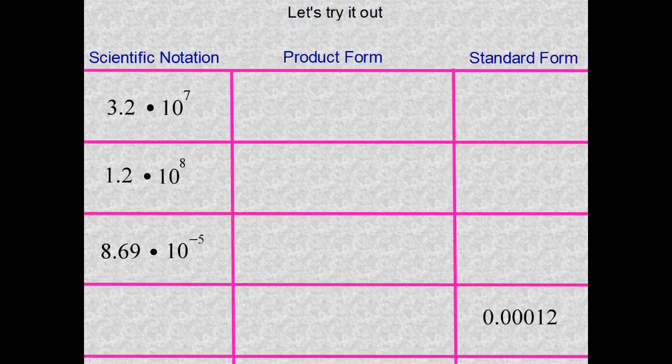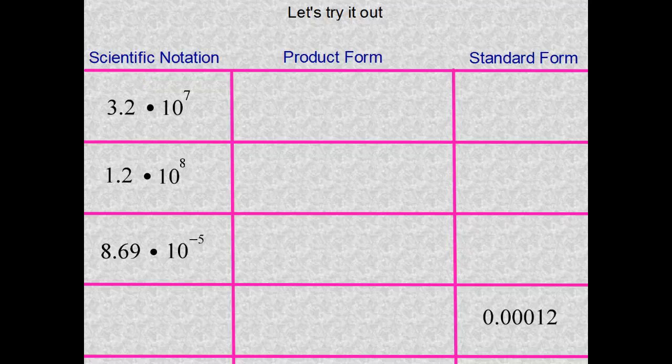Let's try it out. We have a little chart here that has scientific notation. It's got product form, which means we're going to have some type of multiplication form written out, and standard form, which is one of our definitions. Standard form is basically the number that we would read it as in our everyday life. We don't say numbers in our everyday life such as 3 and 2/10 multiplied by 10 to the 7th power. We just don't say that. We would have to figure out what the number is that we would say every day, and we're going to find out what that is here in a second.